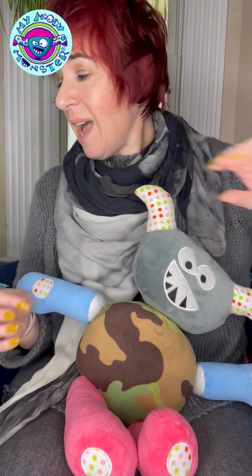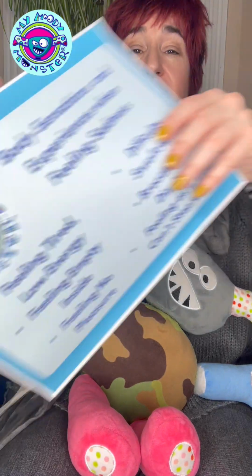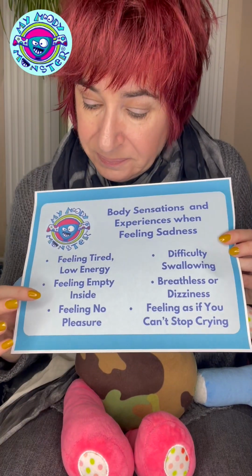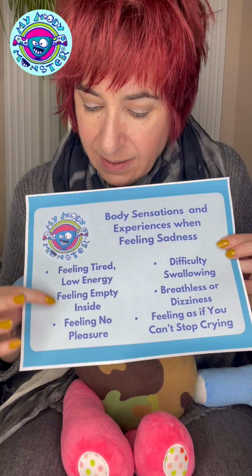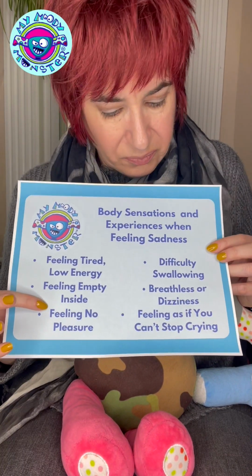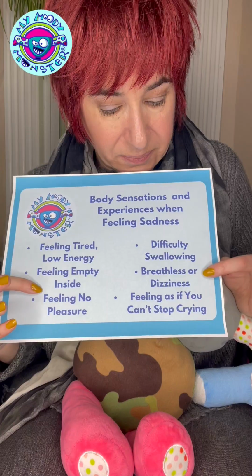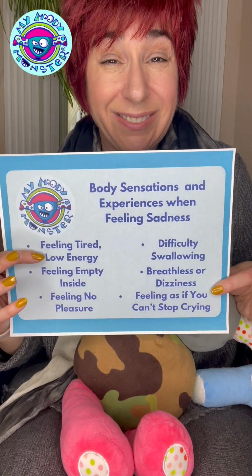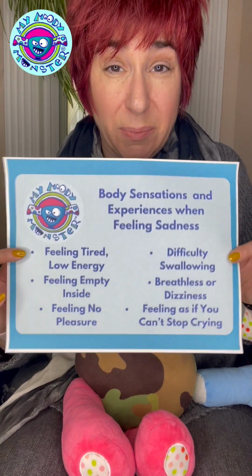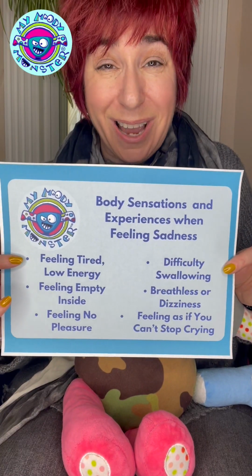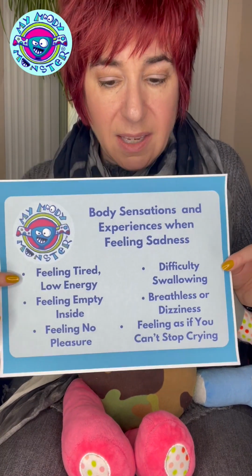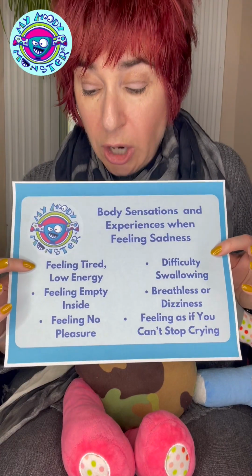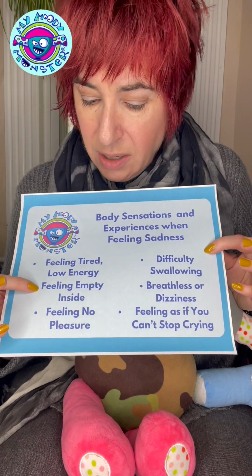Next, we talk about body sensations and experiences we have when we feel sad. We could feel tired, low energy, empty inside, feeling no pleasure, difficulty swallowing, breathlessness or dizziness, or feeling as if you can't stop crying. These are just some of the body sensations that we feel. There are so many others, but I feel like these are pretty common, right? You'd be feeling tired all the time when you're sad, when you're depressed. So depression is feeling tired or low energy.